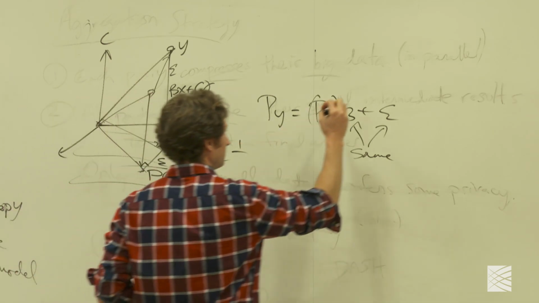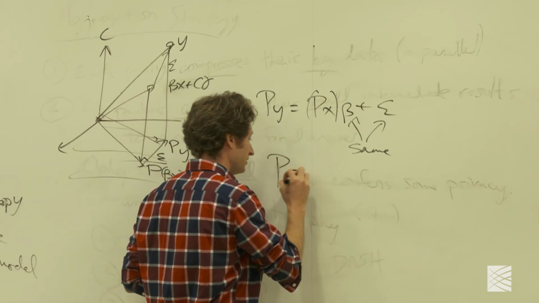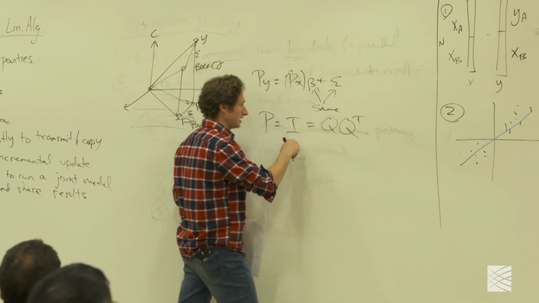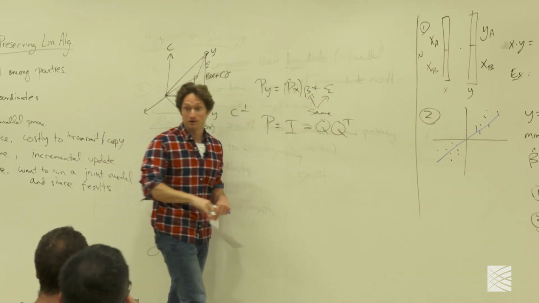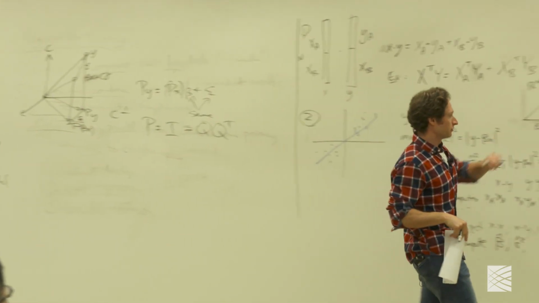So fitting this gives you the same result, and it turns out that P is given by the identity minus QQ transpose, where Q came from that QR. If you put these things together, you can get that formula.